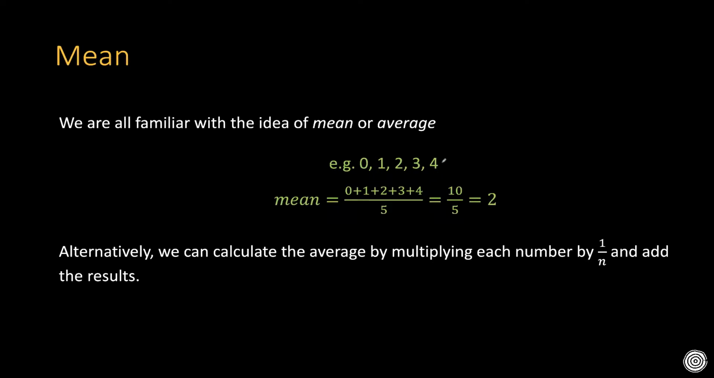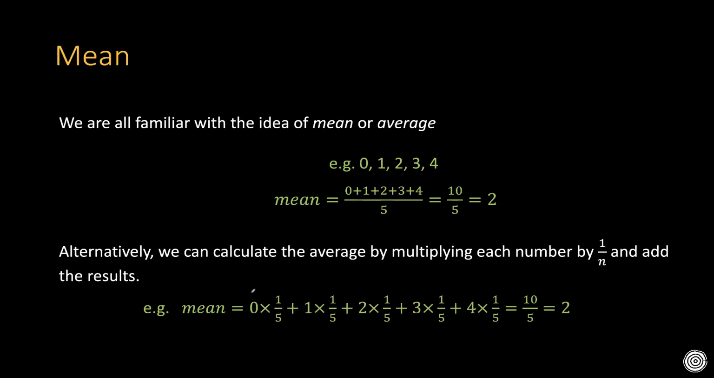Alternatively, I could have actually multiplied each one of these numbers by 1 over 5 individually and then added them all together. So I could have 0 times 1 over 5 plus 1 times 1 over 5 plus 2 times 1 over 5 and so on. And adding all of that together, it also leaves me with 10 over 5 and my answer is 2. So this is like saying that each one of these numbers has a weight of 1/5. There are 5 numbers, so each one of these numbers has a weight of 1/5.